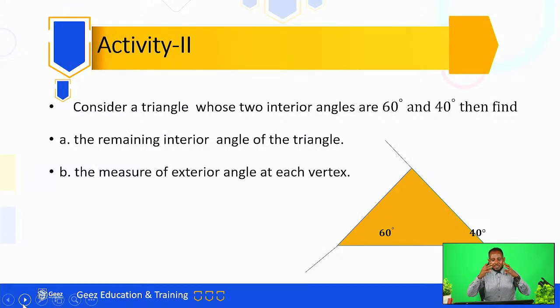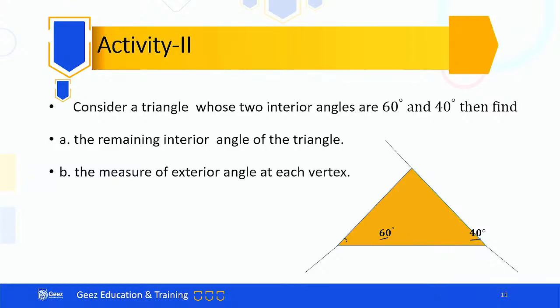Based on that concept again we are going to extend the given activity in this way. Okay, consider you have a triangle with two interior angles given, 60 degrees and 40 degrees. You are asked to find the measure of the remaining interior angle and the measure of the exterior angle at each vertex. So in a sense, you are asked to find alpha over here, beta, and gamma.